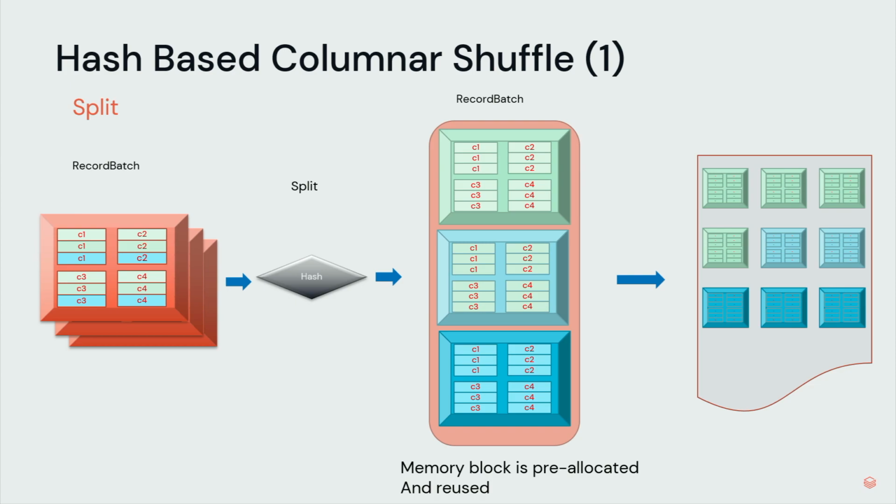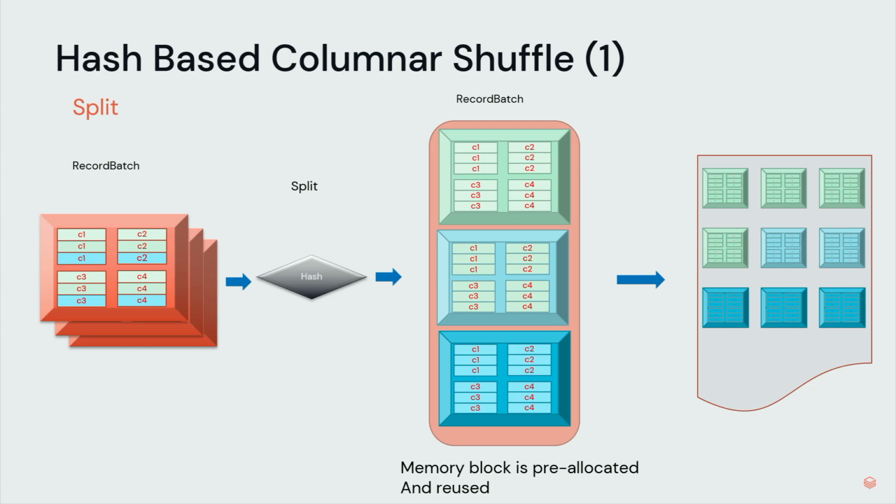It's not only because the cache line is 64 bytes, but also because hardware prefetch or software prefetch can hardly work well. So the sort operator is not friendly. That's why we need to use the hash-based shuffle here.